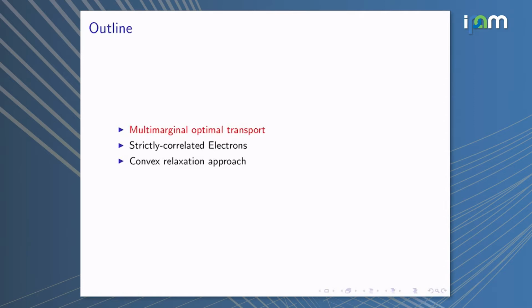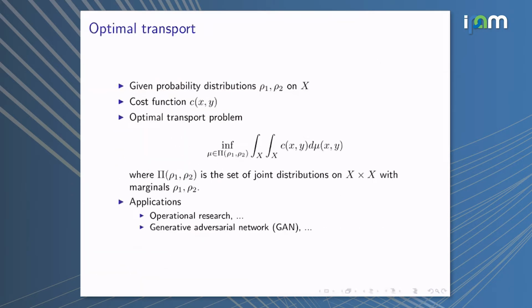Okay, so I'm going to start by telling you what these multi-marginal optimal transport problems are, and then I'll spend a few minutes linking this with strictly correlated electrons. You can see that in some cases, strictly correlated electrons can be formulated as a multi-marginal optimal transport problem. And finally, I'm going to show you how we use convex relaxation to solve these problems in a rather effective way. Okay, so I guess optimal transport is a topic that you probably heard of.